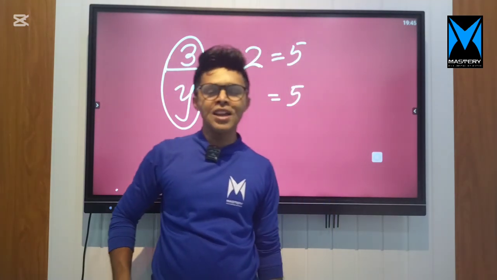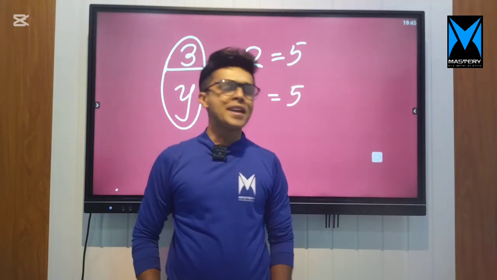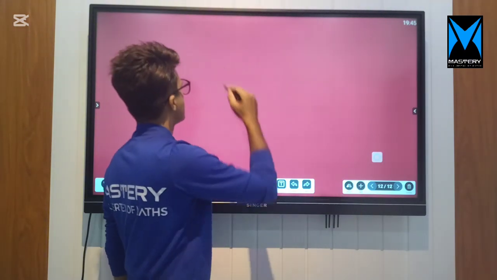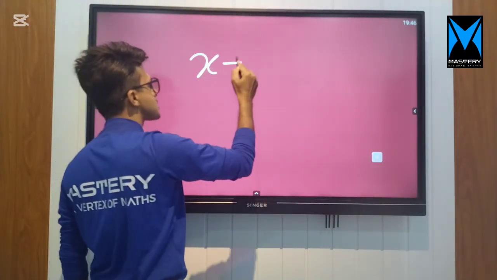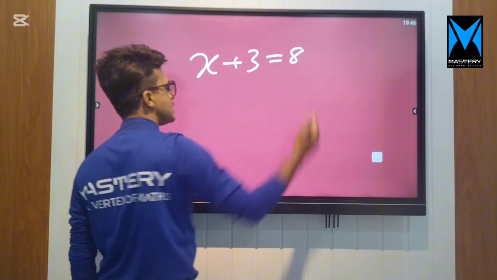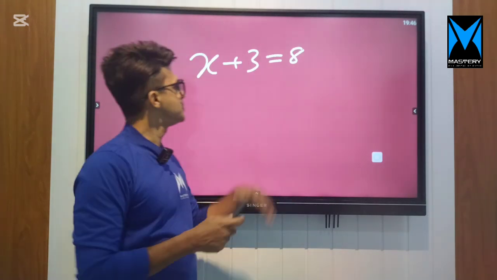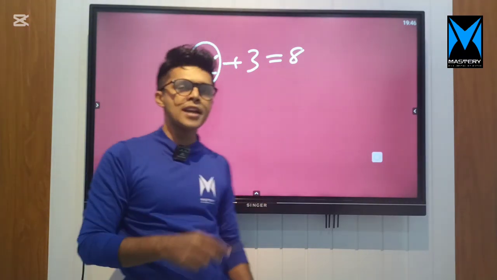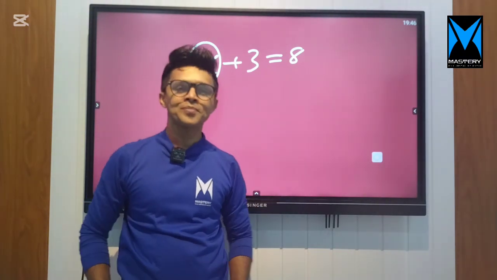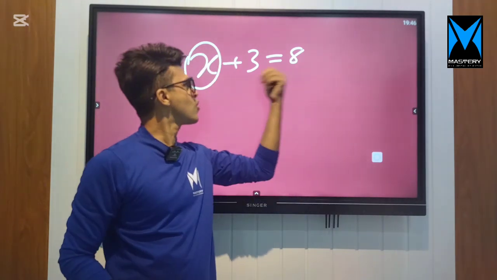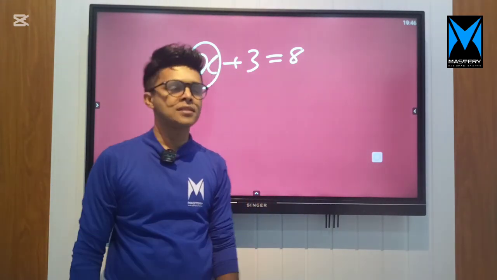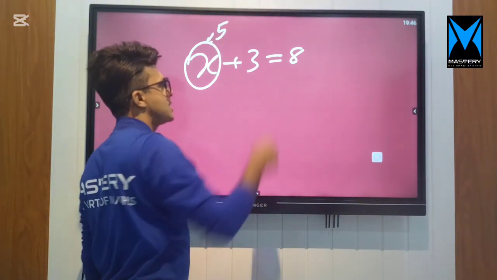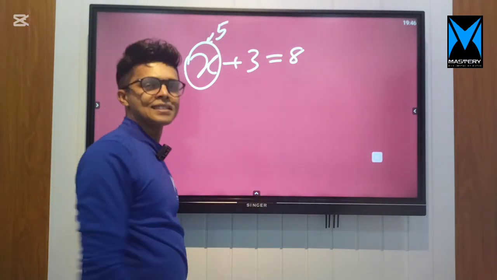Anyway, then how can you get the value of y here? x plus 3 equals 8. Think of it: here 3, here 8. What are the digits that you need to write here to get 8? Yes, here you have to write 5. You know 5 plus 3 is 8.